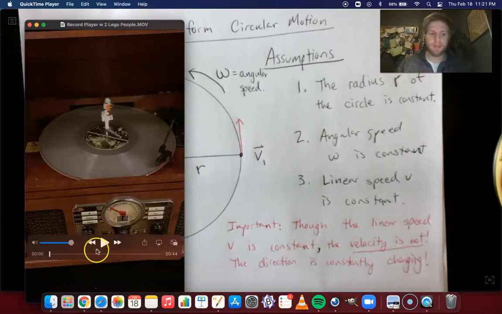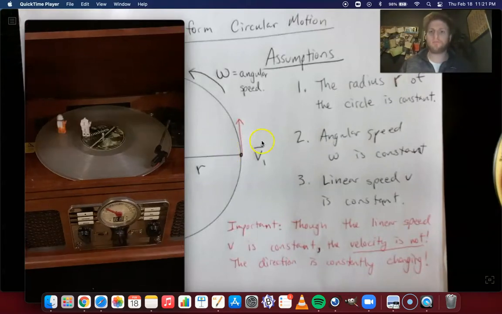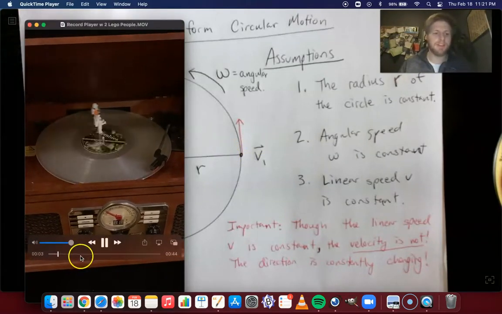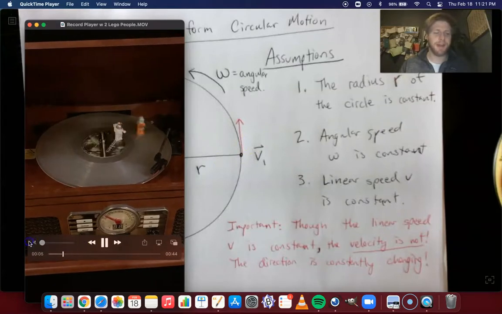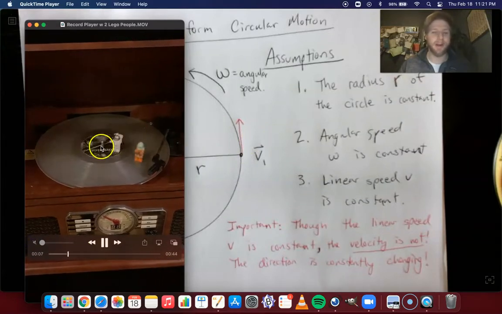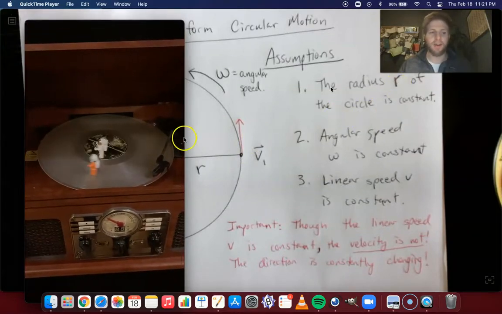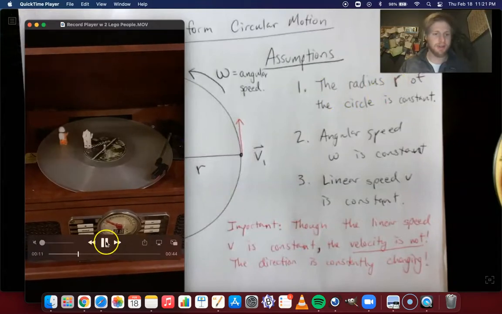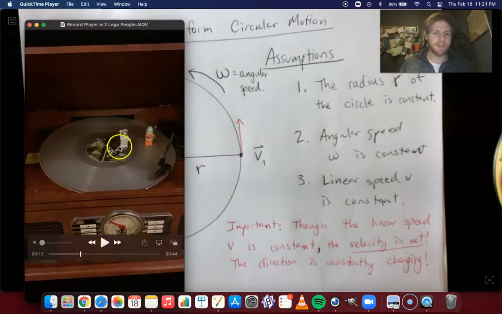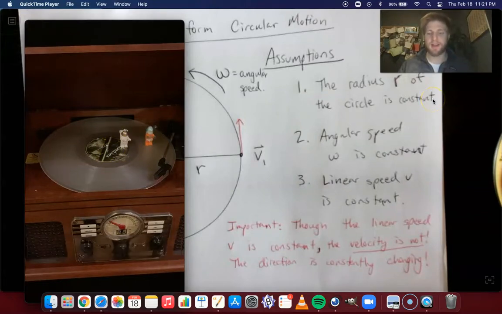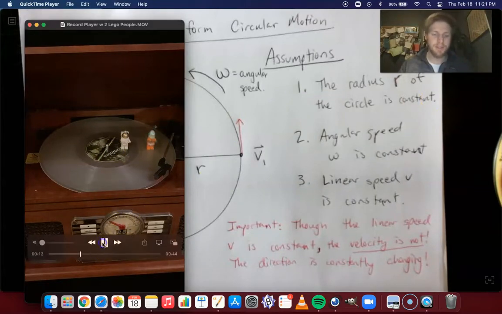To go back to our example here, let's check our assumptions and see if they're correct for our astronauts and all parts of the record. Let's check that out. So the radius, the distance r that they are away from the center of the record, is staying constant. We'll pause it for a sec, you can see that. So the distance that they are away from the center never changes. The radius is constant.